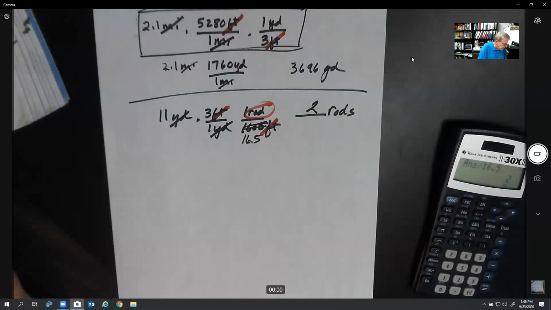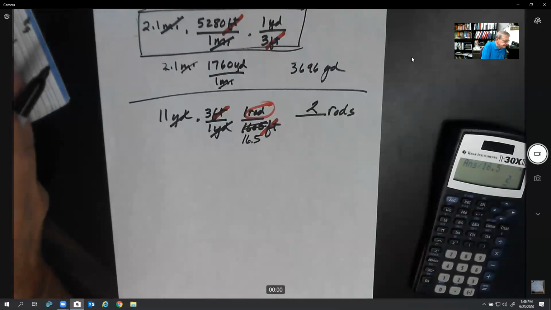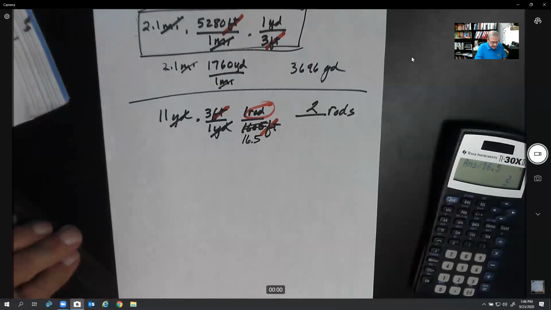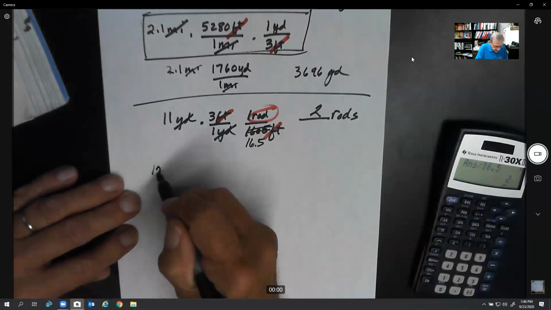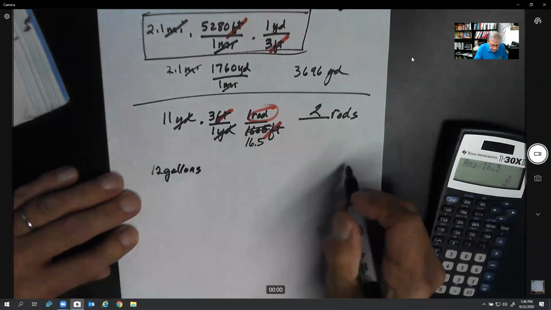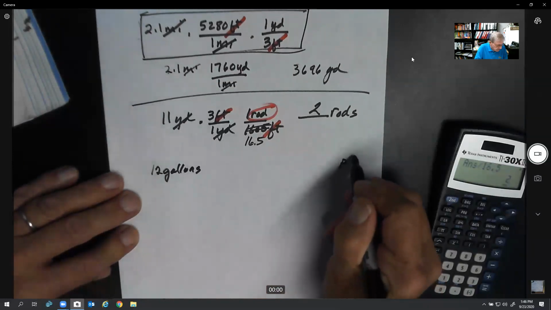Let's see if we can find some more that might be a little tricky. So take a look at page 284. They have some solutions here. Actually, it's on 283. Let's change 12 gallons to pints. 12 gallons is how many pints?